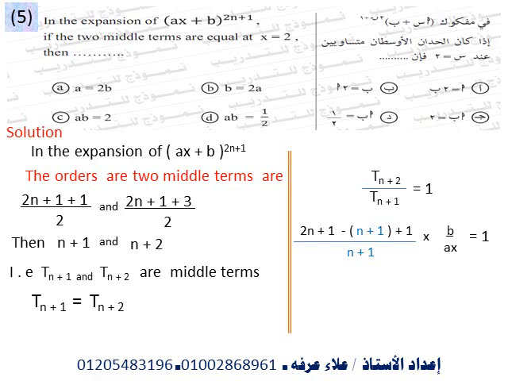When x equals 2, then (n plus 1) over (n plus 1) multiply b over 2a equals 1. Then b equals 2a. We choose it.